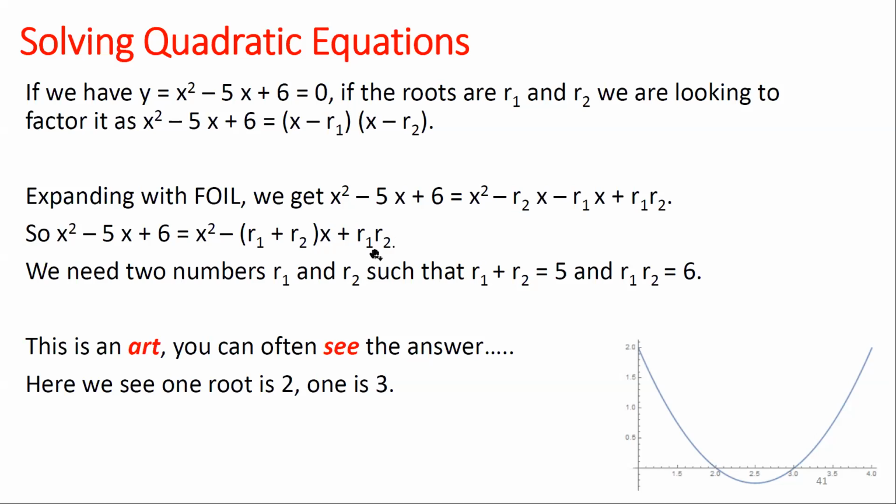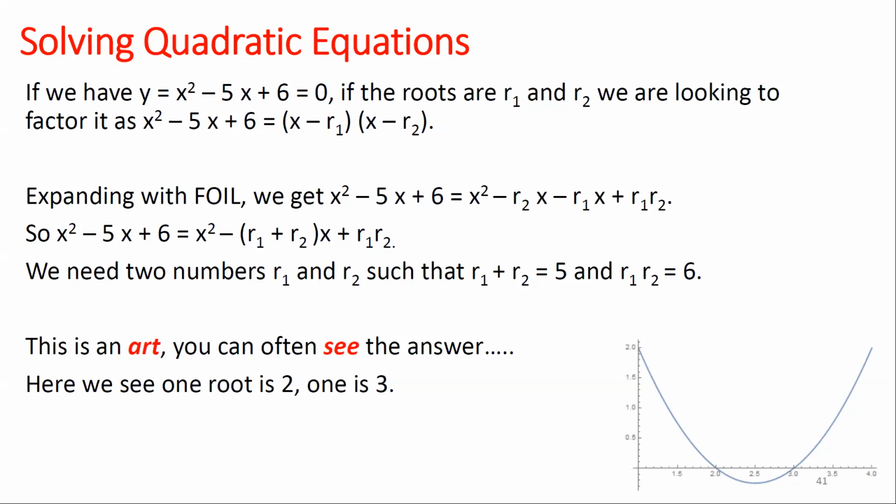And what about r1 times r2? What should that equal? 6. So we want to find two numbers that sum to 5 and multiply to 6. And 2 and 3 will work. So this is part art, part math. Can you see a good way to do it? When you're searching for these roots, what might be a good thing to do that might help you find them? If you know that their product is 6, what might you want to look at?